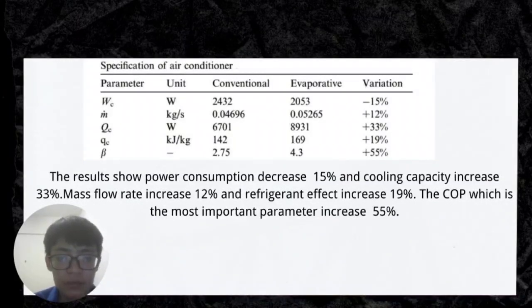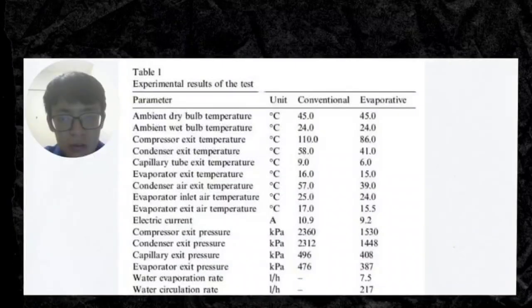The COP, which is the most important parameter, increased about 55%. That indicates that by employing the evaporative cooler, not only did power consumption decrease, but cooling capacity also increased. This slide shows the experimental result of the test that we need to use to do the calculation.